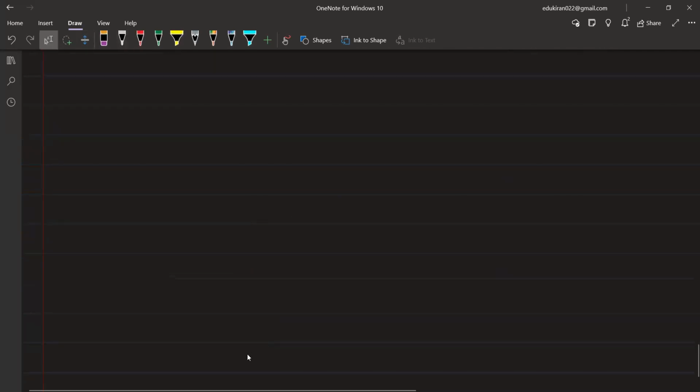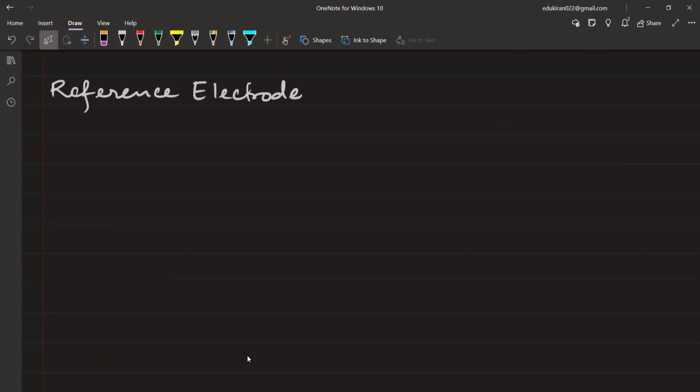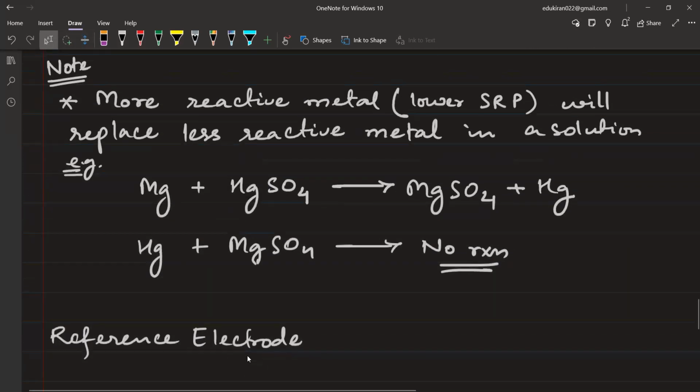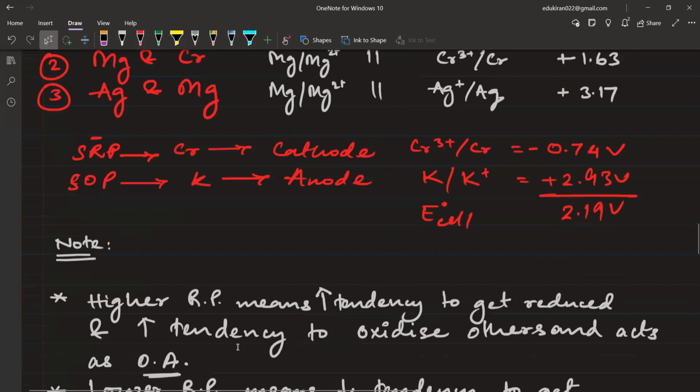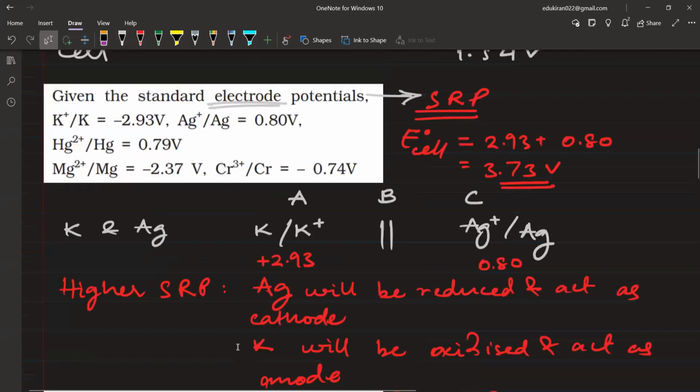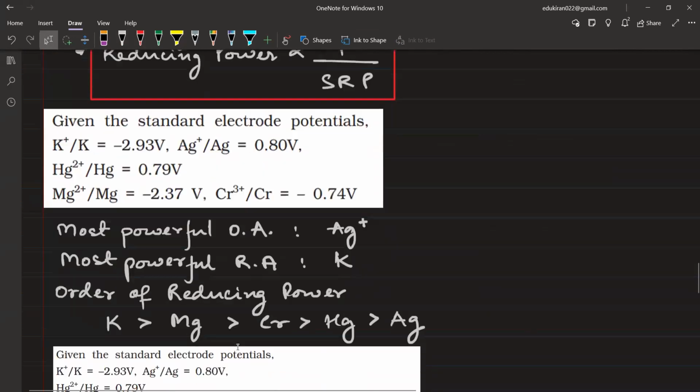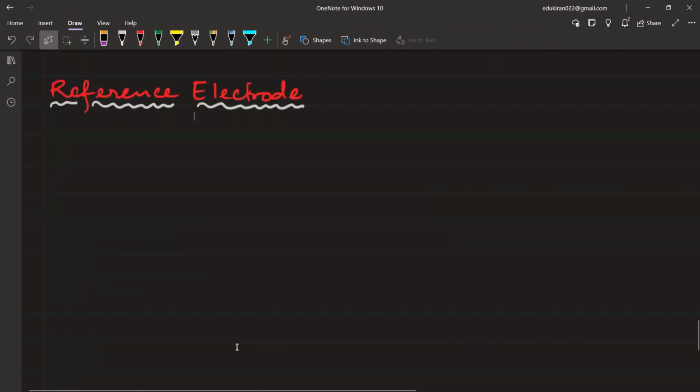Please write a reference electrode. We'll slightly look into the idea of reference electrode, and then we will end the class. After the class, you will have a test on electrode potential. Okay, whatever we have done today, we will have a small test on electrode potential. There will be 5 question MCQs. Okay, उसको आपको answer करना पड़ेगा.